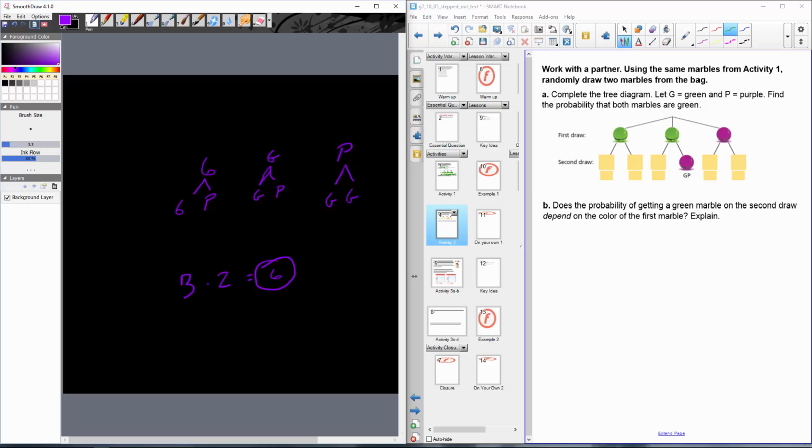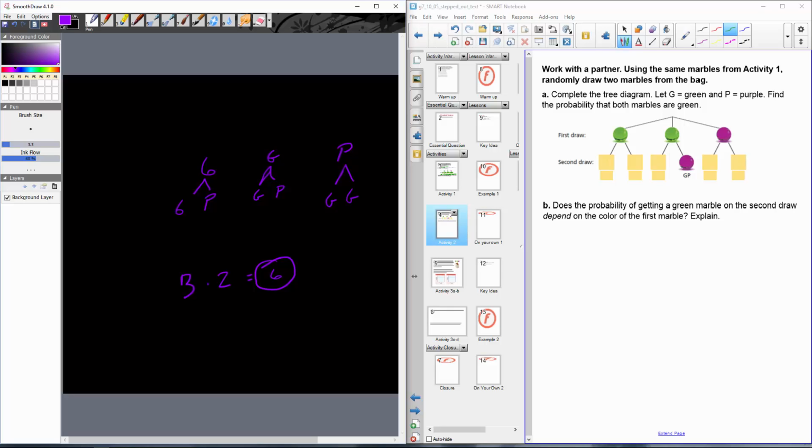So you have 6 outcomes in which you could pull from, right? So that's how this works. And it says, does the probability of getting a green marble in the second draw depend on the first marble? It absolutely does in this case. Because if on the first one I have a green marble, well then I only have a 1/2 chance of getting it the second time.